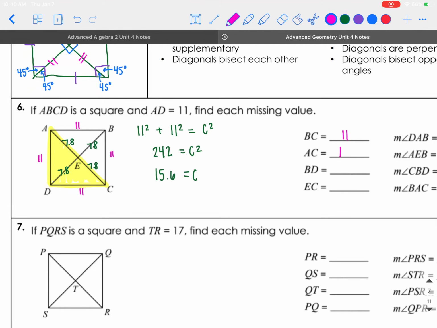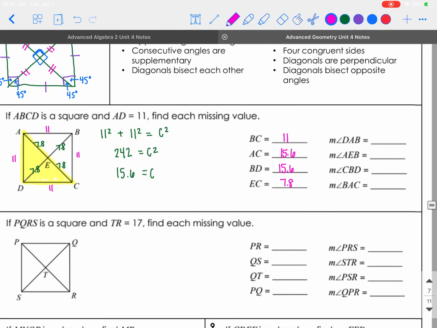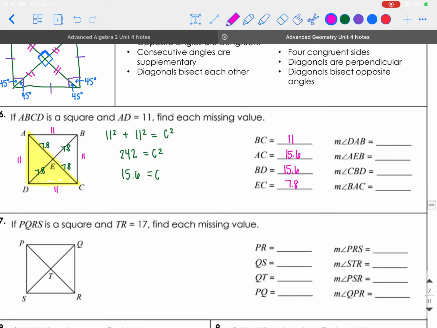So AC is 15.6. BD is also 15.6. EC is 7.8. Angle DAB is 90 degrees. Angle AEB, that's this one here in the center, which we know is 90 degrees. CBD, that's one of the smaller ones, which is 45 degrees. And BAC is also 45 degrees.